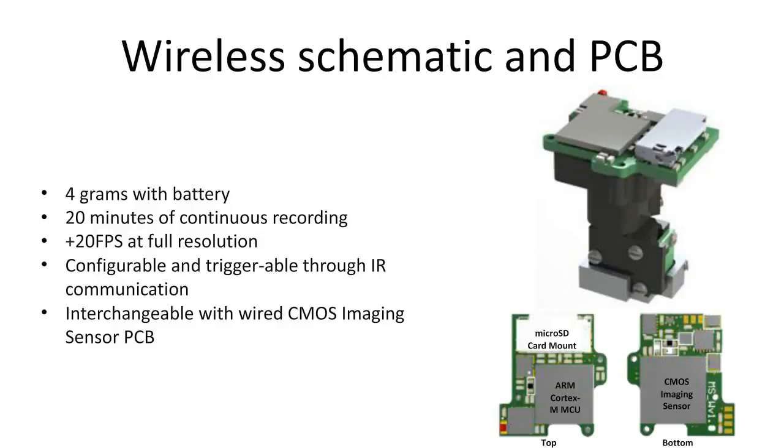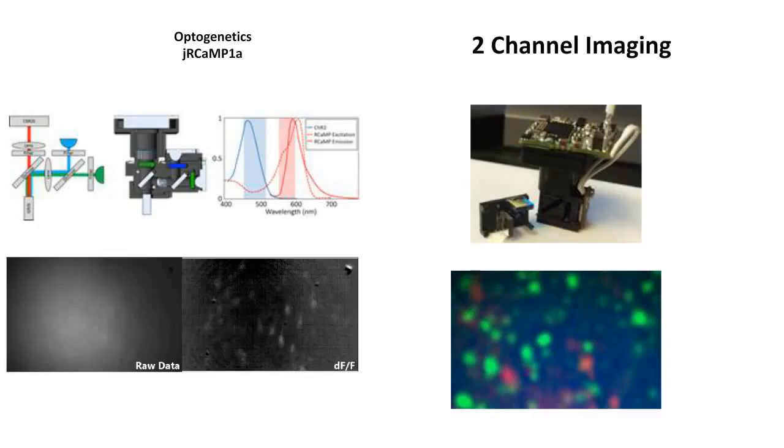And so, like I was saying, we'd like to go below 4 grams with the battery. We'd like to get more than 20 minutes of continuous recordings and 20 frames per second at least. And we'd like to be able to trigger the microscope to turn on and turn off through IR communication. And we'd like to also be able to make it so that we can have a wireless microscope become wired if we have other needs for that. So we'd like to be able to design that, and we're very close to completing this. Is part of the project.